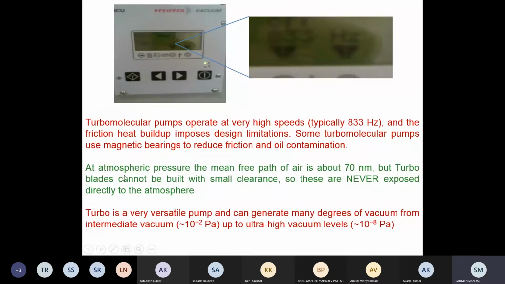At atmospheric pressure, the mean free path of air is around 17 nanometers, but turbo blades cannot be built with a smaller clearance. So you should never expose the turbomolecular pump directly to that atmosphere. First, you should get sufficient vacuum with the roughing pump, and only then will the turbomolecular pump start operating.